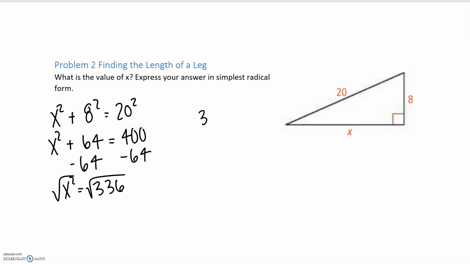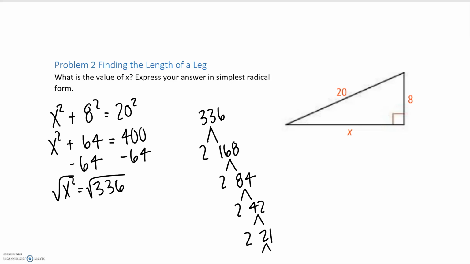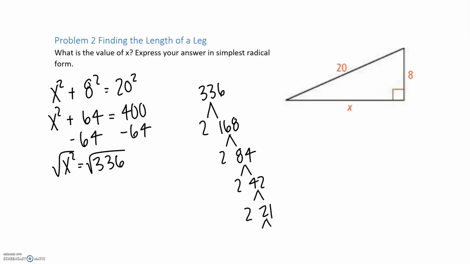So if we have 336, we can divide that by 2. If we divide 336 divided by 2, that gives us 168. If we divide that by 2 again, that gives us 84. Divided by 2 again, that gives us 42. Divided by 2 again, that gives us 21. And that leaves us with 3 and 7 at the end.